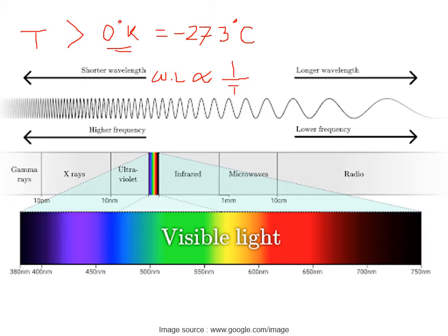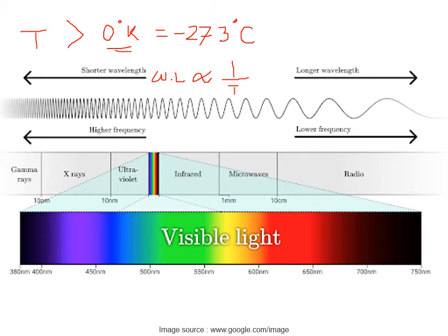Now any planet or any celestial body within our solar system that has its surface temperature above 0 degree Kelvin or minus 273 degree centigrade will emit some kind of radiation energy. So if we compare the radiation energy of the sun, and as we know the surface temperature of earth is also higher than minus 273 degree centigrade, obviously earth is also emitting some kind of radiation energy.